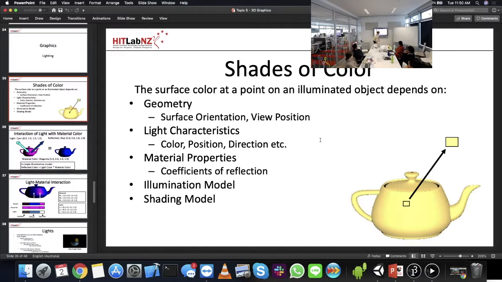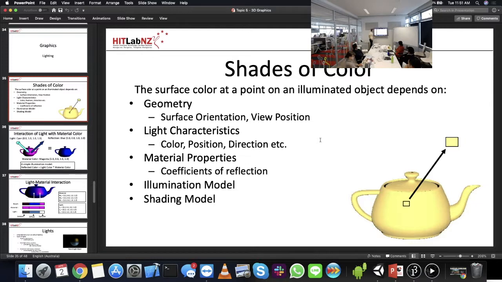A better example actually is probably something glass like my phone. So if I hold it directly at you guys, it looks black. If I point it so that it's reflecting the light into your eyes, it appears quite shiny. So the geometry will affect how it looks. That's the surface orientation, but it's also the view position. If I look at this screen like this, it appears black because it's not reflecting the lights. But if I move down like that, it's reflecting the lights, and it appears a lot lighter.